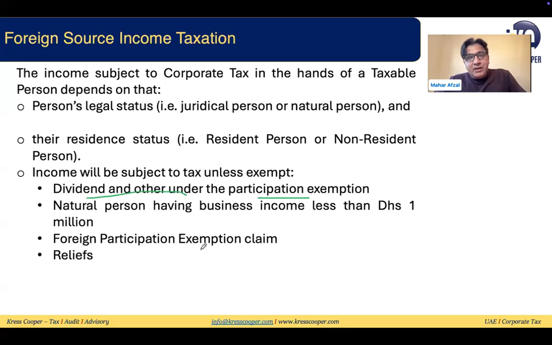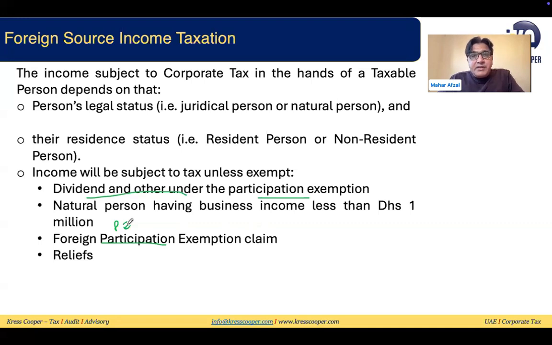If the juridical person is making a foreign PE exemption claim under Article 24 of the law, or claiming relief, there is a possibility the income will not be subject to tax. Means resident juridical persons, natural persons, or PEs of non-resident persons are generating income out of the UAE. That income is not subject to tax, but is exempt income. These are various examples of exempt income.